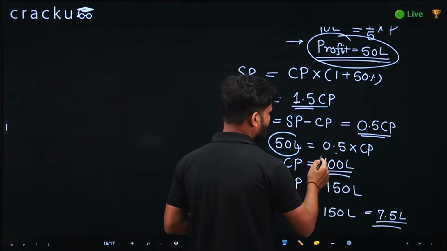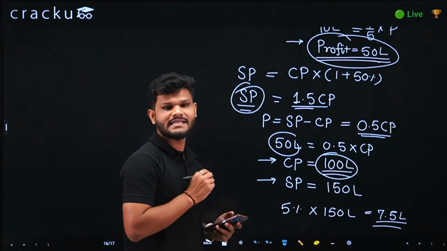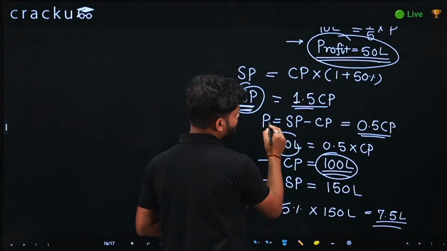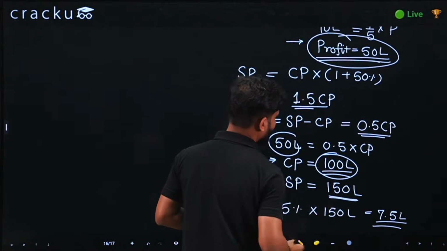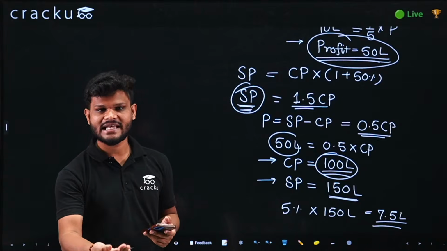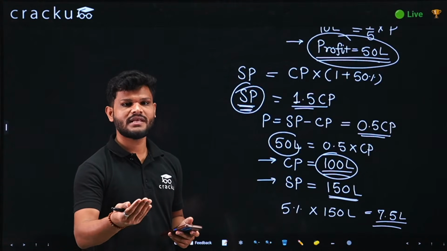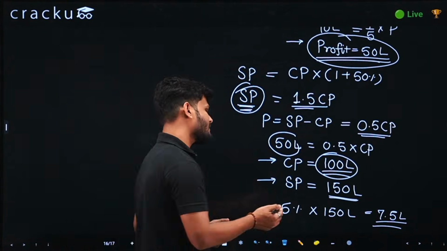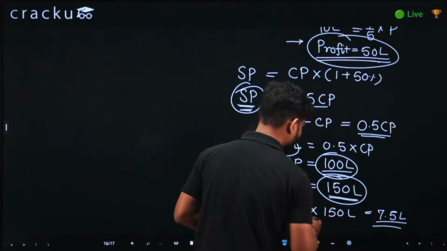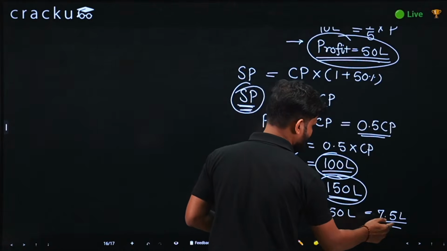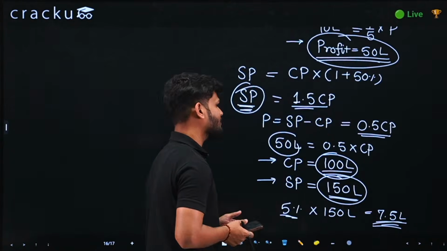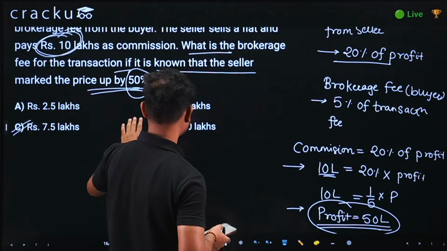Cost price became 100 lakh. If cost price is 100 lakh, selling price is 150 lakh. And 150 lakh is nothing but the transaction done from the buyer to the seller, and 5% of this transaction is the brokerage fee. So 5% of 150 is nothing but 7.5 lakh. This is how you solve this question.